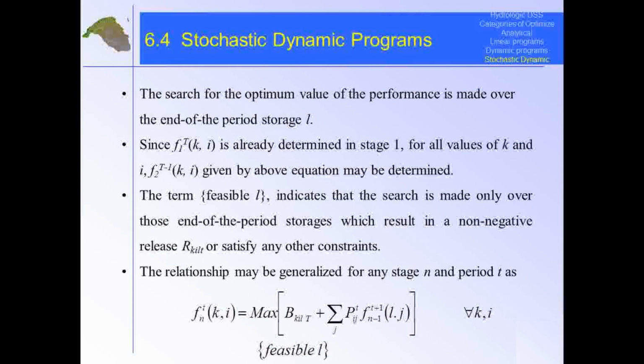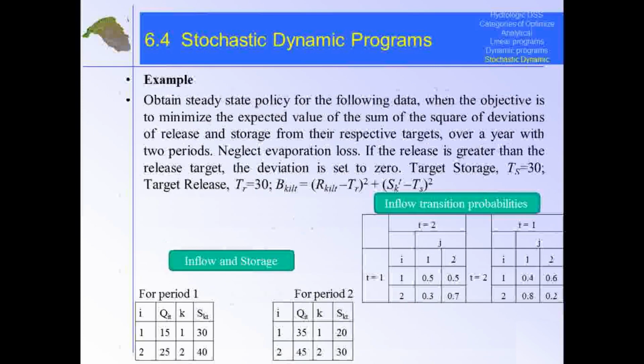We're going to check this optimal cost or benefit for only the feasible cases of l. If it's going to be negative, then that's not feasible, as there is no negative release. So this is a general equation which we frequently use. Now, without further detail, let's go to an example.